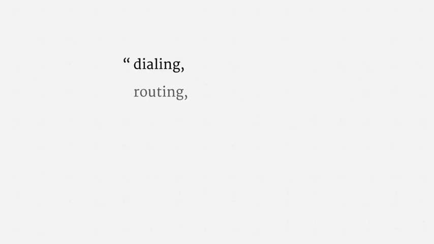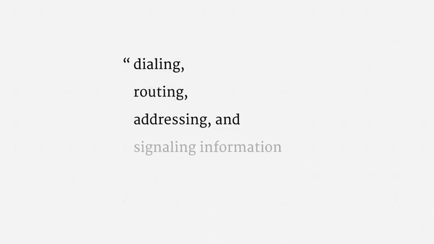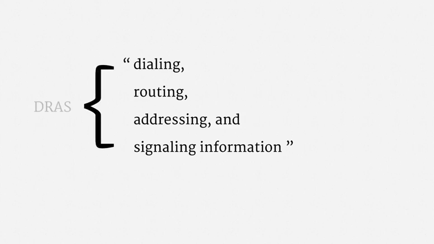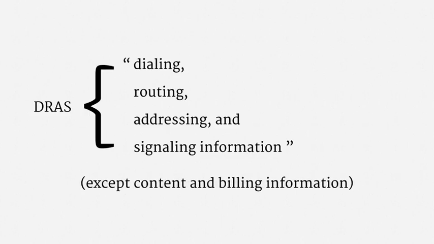The USA Patriot Act expanded the coverage of pen traps under ECPA such that they can now sweep up dialing, routing, addressing, and signaling information. It's usually called DRAS for short. The text of the statute also expressly excepts communications content and billing information from DRAS.